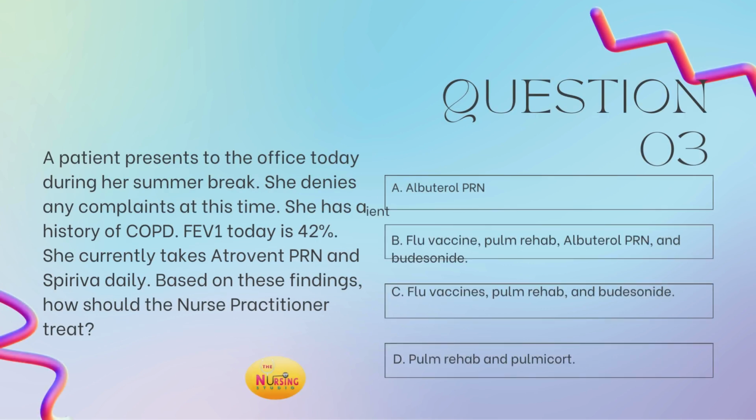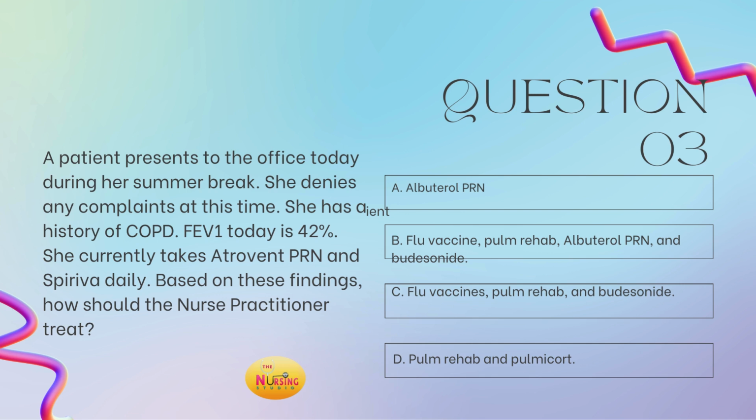All right. And then lastly, question number 3 for today. A patient presents to the office today during her summer break. She denies any complaints at this time. She has a history of COPD. FEV1 today is 42%. She currently takes Atrovent PRN and Spiriva daily. Based on these findings, how should the nurse practitioner treat?